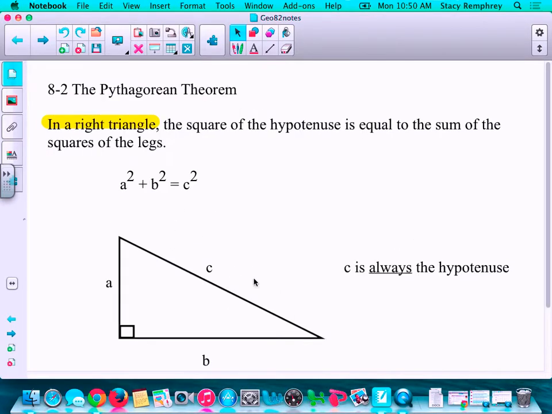Okay, I know you guys have done the Pythagorean theorem many, many times. So this should be a quick video that shouldn't be too bad. Pythagorean theorem, as a reminder, only works in a right triangle. Please do not try to apply this in anything else. It has to be a right triangle.